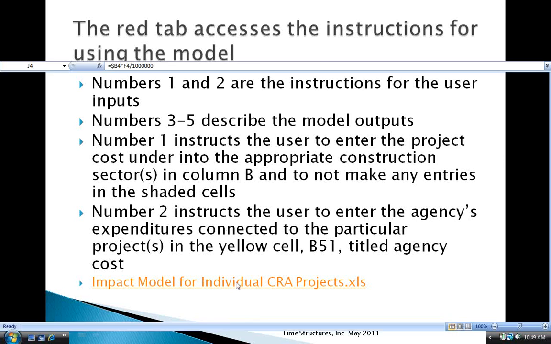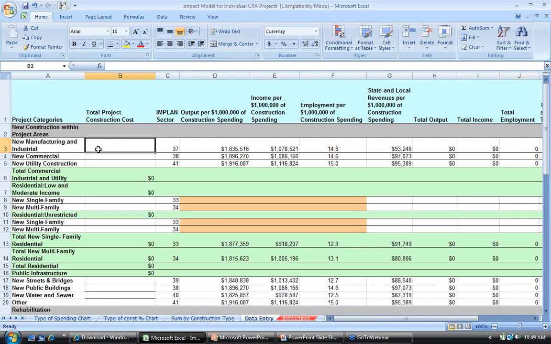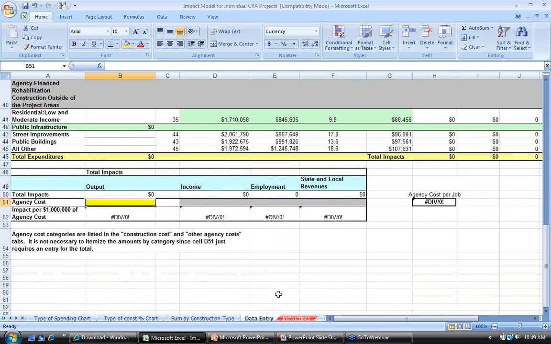So let's go back and look at the instructions. Enter the total cost of the project, including any private money, in the cell best describing the type of construction. I keep telling you, do not use the shaded cells. The agency cost of the project goes in the yellow box. We'll talk about how you calculate that. And this all talks about what it calculates. So again, you enter the total project construction costs in these cells in column B, and the agency cost goes right there under agency cost, the yellow cell.